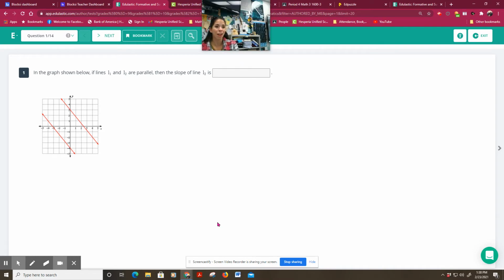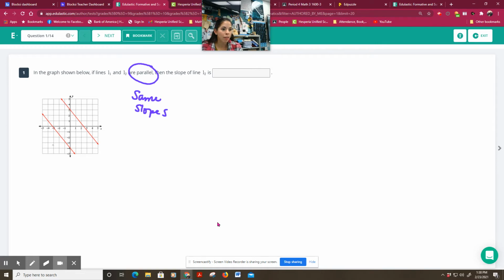All right, so in the graph shown below, if lines L1 and L2 are parallel, there's our key word. These lines are parallel. That means that their slopes are the same. So it doesn't matter which one's L1 and which one's L2. Their slopes are the same. So find the slope of one of them and that'll be the slope of the other. Their slopes are the same because they're parallel.